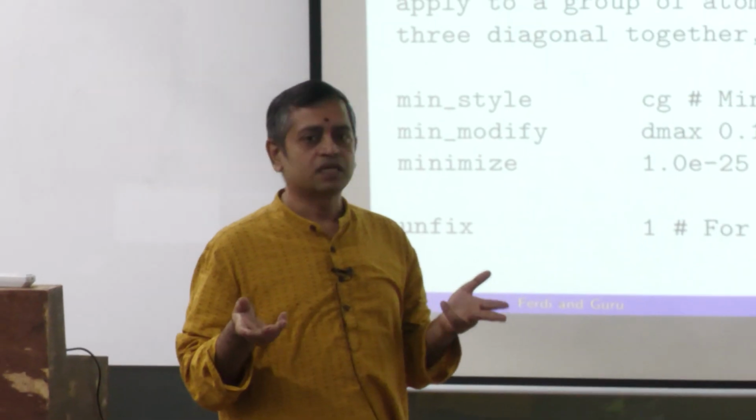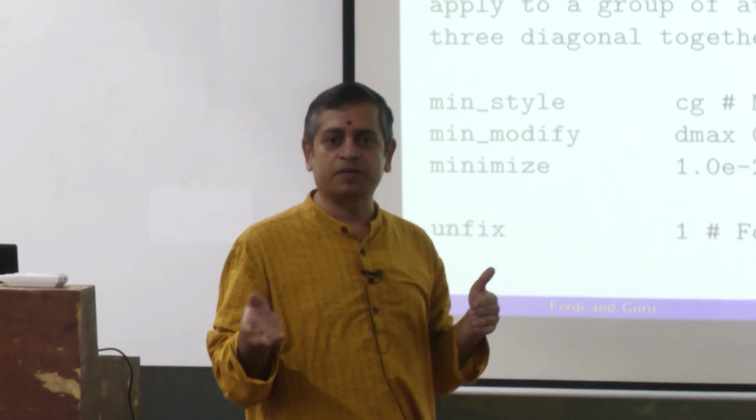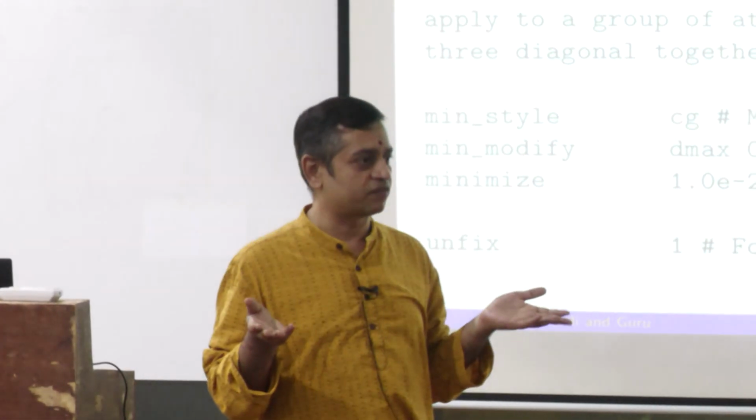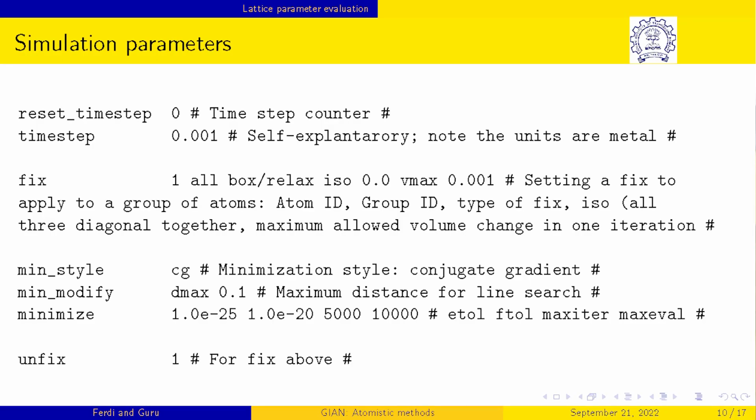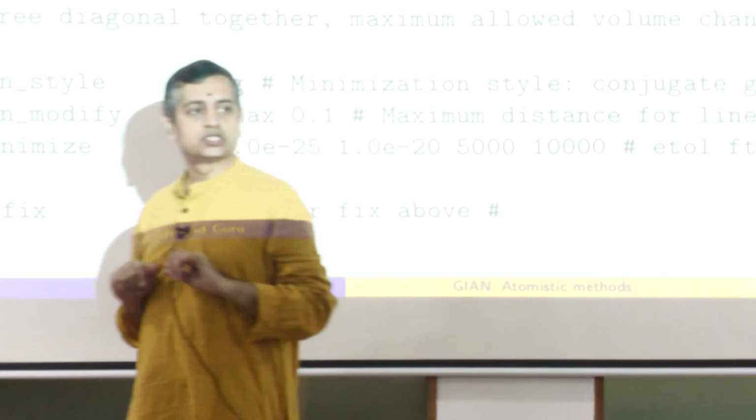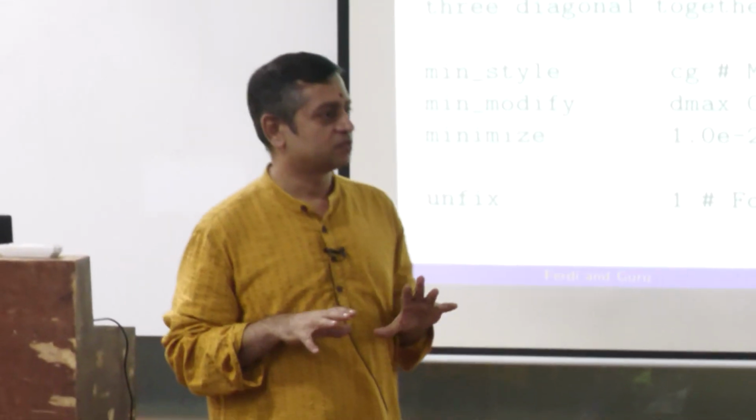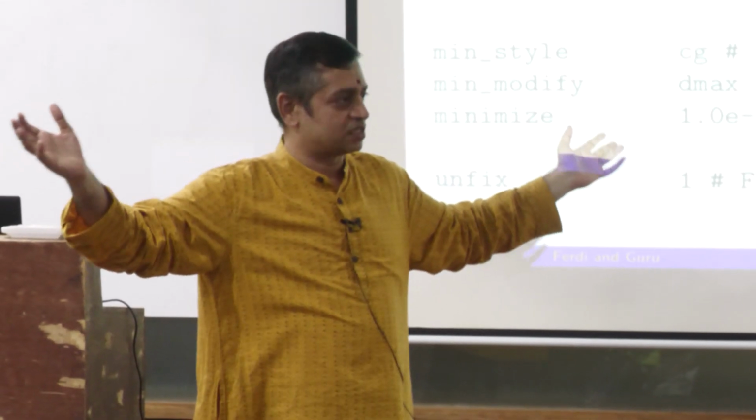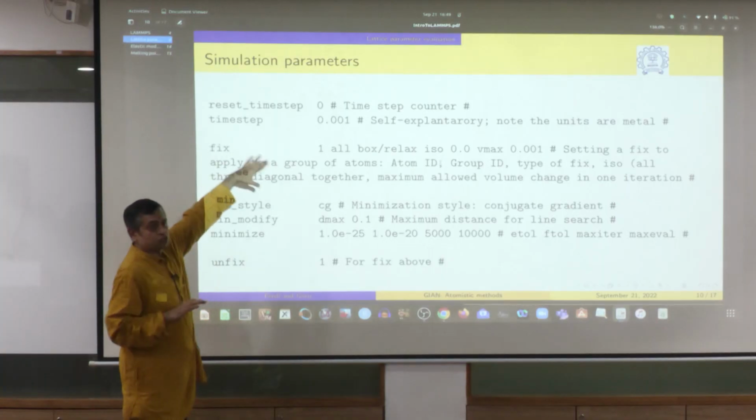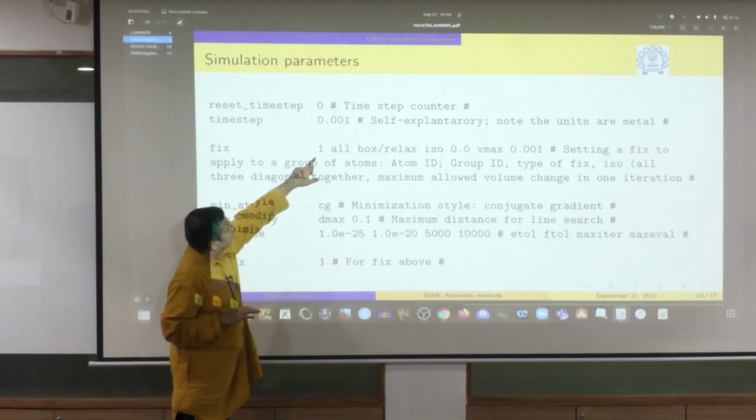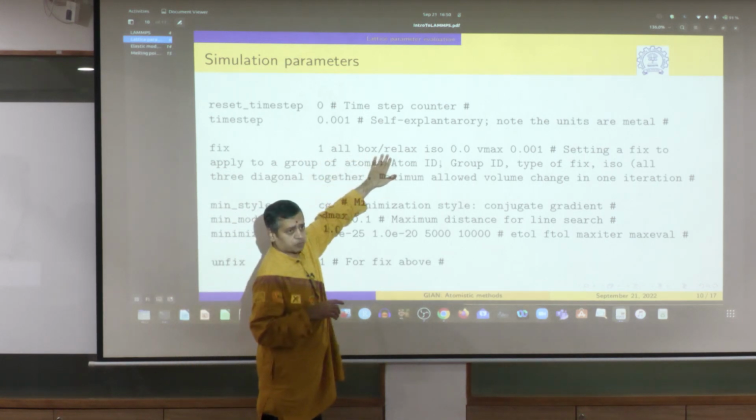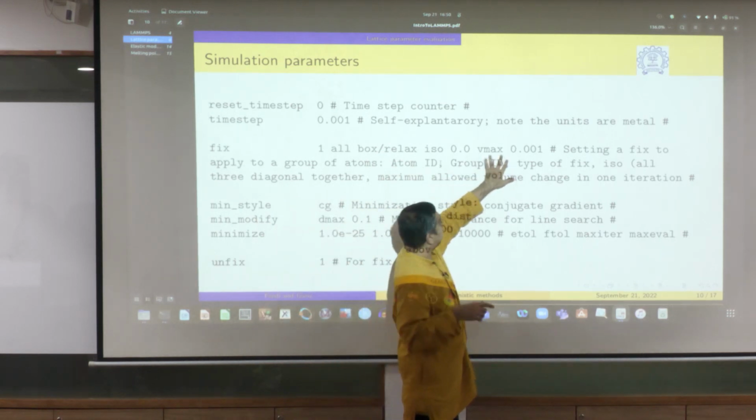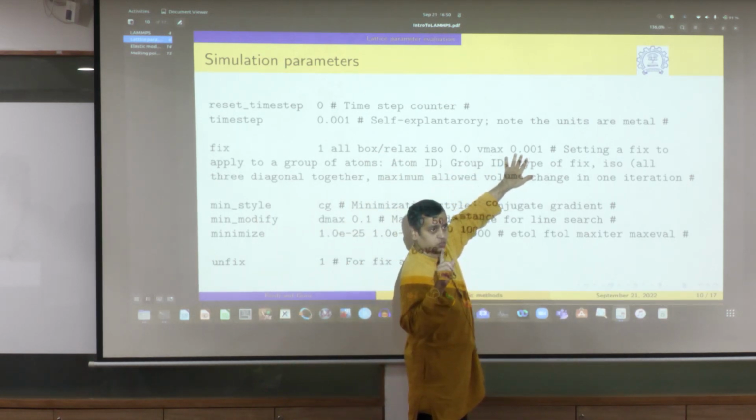Why are we relaxing? Because we know that we have given a lattice parameter which is not the equilibrium lattice parameter for iron, and we want to relax to get to the equilibrium lattice parameter. That is what we are doing. And at any one iteration step, the volume cannot change more than 0.001. That is what the Vmax is telling. Relax and then suddenly it should not become too large. We do not want that. So, this is fix 1 that we are making. So, that is the number 1 and all atoms you are applying this fix to, and that is relaxing the box. And at any one iteration the volume cannot change more than 0.001.